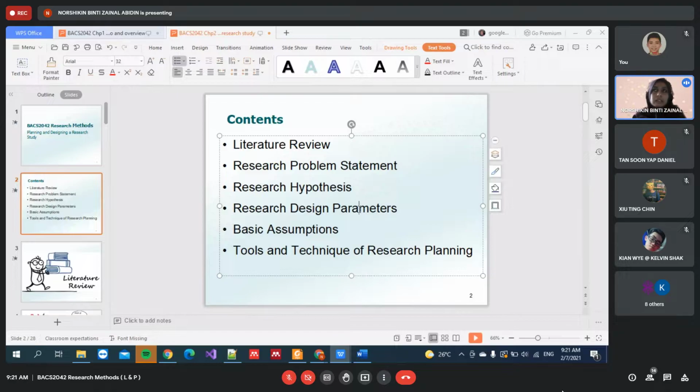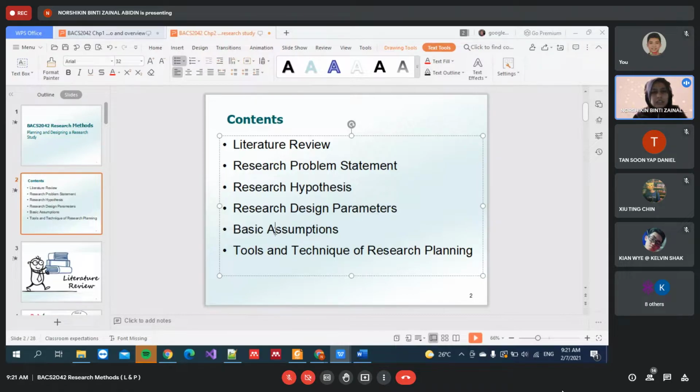A parameter is like, when you conduct a research, the parameter of your subject. For example, your research is the relationship between the usage of Facebook and student performance. So your parameter is the student.